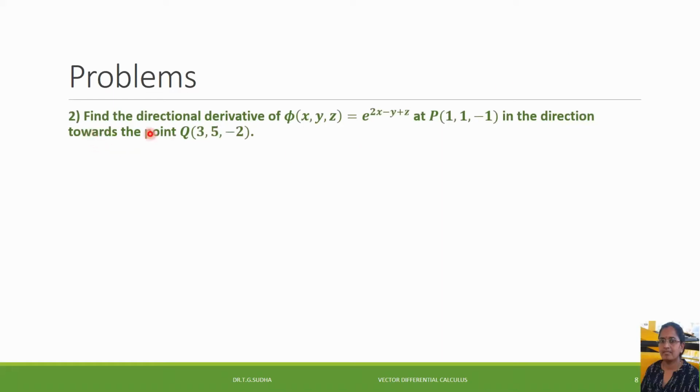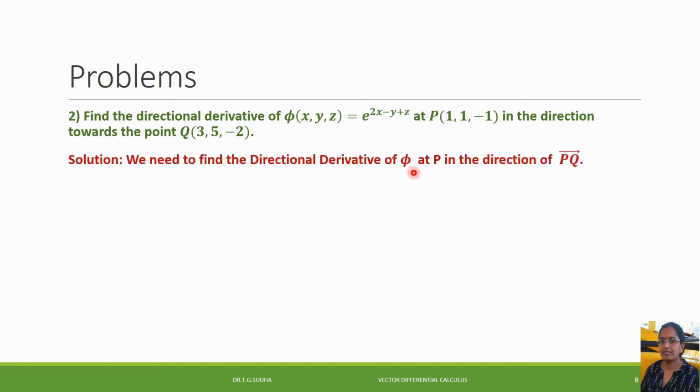Now the second problem, find the directional derivative of phi equal to e to the power of 2x minus y plus z at P(1, 1, minus 1) in the direction towards the point Q(3, 5, minus 2). That is, we need to find the directional derivative of phi at P in the direction of PQ. That is from P to Q. So let us consider the direction of the vector PQ.